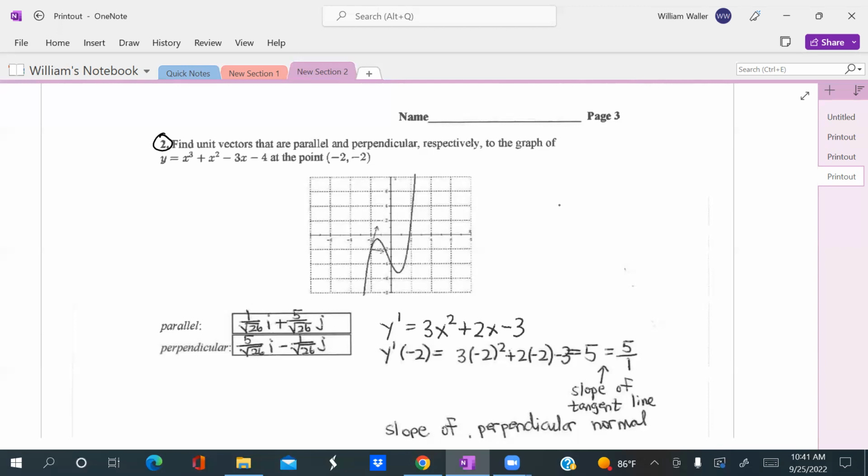So remember, you really can't have a vector that's parallel or perpendicular to a curve, because parallel and perpendicular are concepts that apply to straight lines, that do not apply to curves. But the way we'll answer this question is by finding a vector that's parallel or perpendicular to the tangent line to the curve at this point. So we'll treat the curve at this point as a line, and the line that you will treat this curve as is the tangent line to the curve right at this point, (-2, -2).